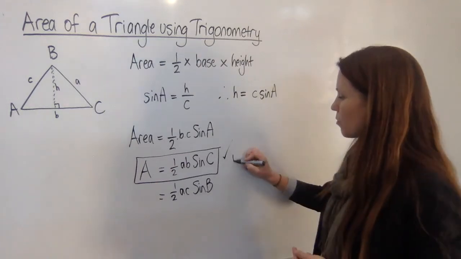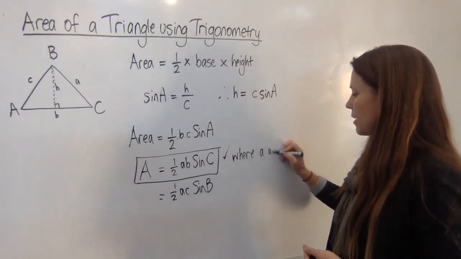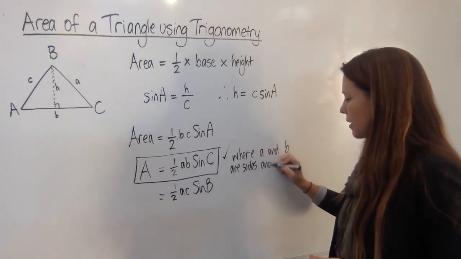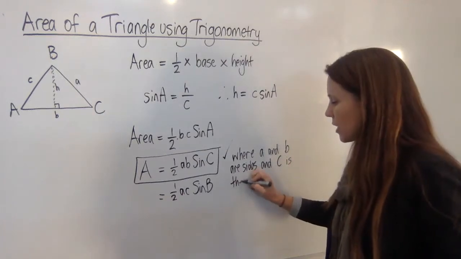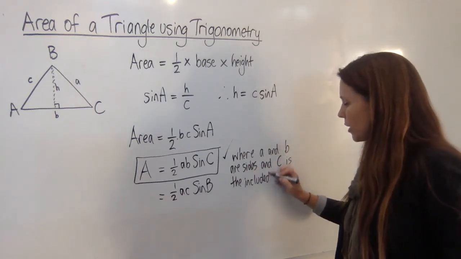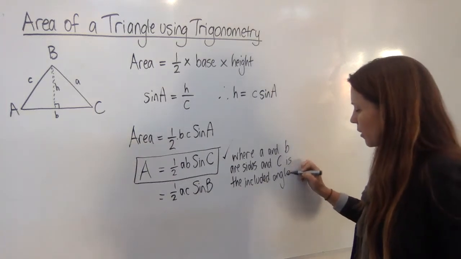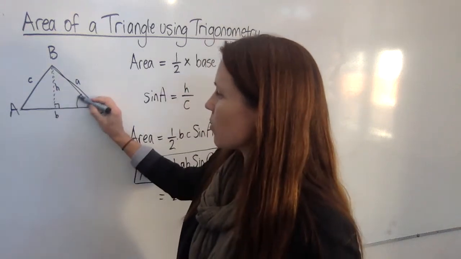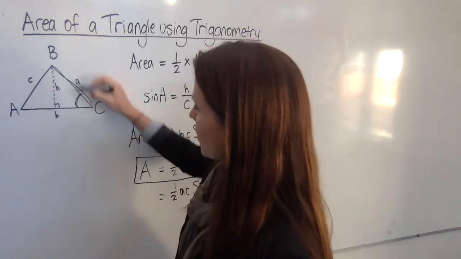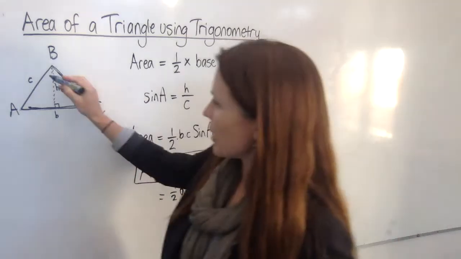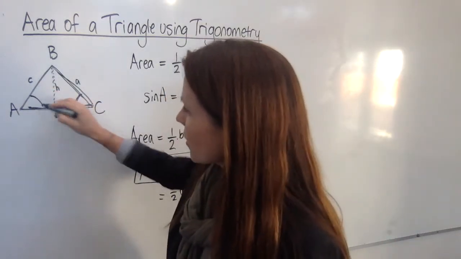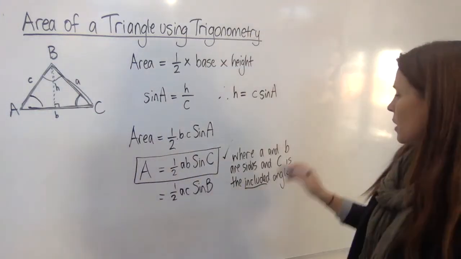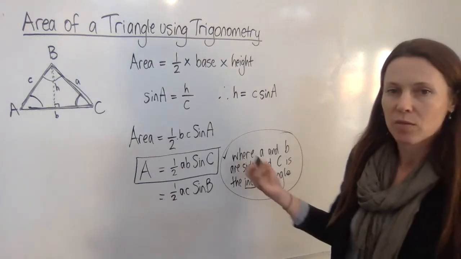Now what does it really mean? Well, we'd better write this down, where a and b are sides, and C is not just any angle, but the included angle. Now, what do I mean by included? Well, between a and b here is this angle C. It's like the mouth in the middle of the jaws, if you like. And if we were using these two sides, we'd need to use this angle. If we were using those two sides, we'd need to use this angle. You must use the included angle. So this description is really vital.